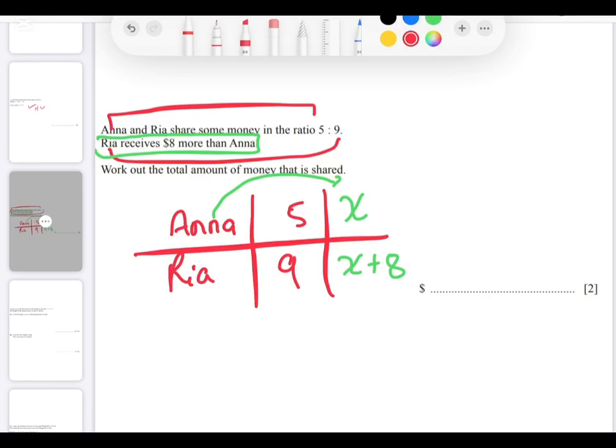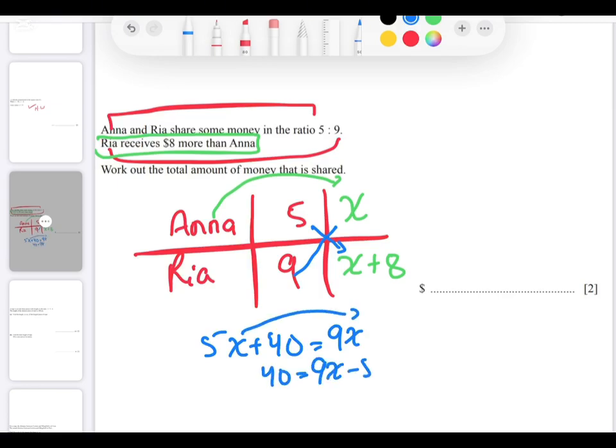Now just cross multiply these values. 5 will multiply with this, it will become 5x, and 5 8s are 40, and 9 will be multiplied, so it will become 9x. 5 will go to this side, so 40 is equal to 4x. So 40 divided by 4, so the value of x is 10.